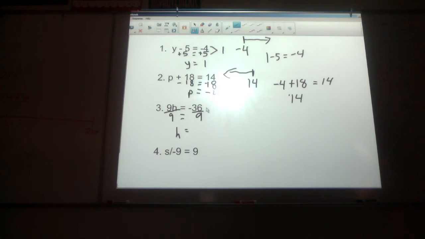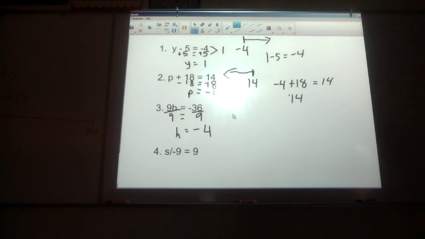Now if we go back to our rules that we talked about for division and multiplication, the rules are the same. When the signs are different, my answer is always negative. When my signs are the same, my answer is always positive. So I have a negative 36 divided by a positive 9. My signs are different, so my answer is automatically going to be negative. And what is 36 divided by 9? 36 divided by 9 is 4.